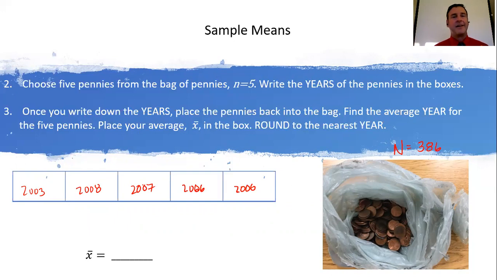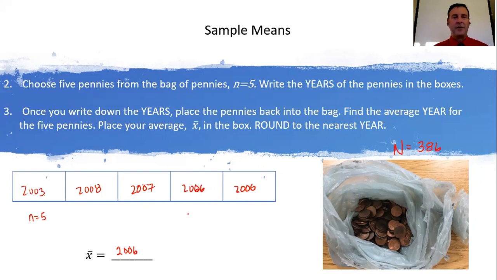Okay. Now, once you write down the years, you place the pennies back in the bag, and I'm going to find the average year for those 5 pennies, okay? And since my N was just a little N equals 5, my X bar, if you were to add these all up and then divide by 5, you would find that for this group, this particular X bar, you would get 2006, okay? Now, the students in the class all had different sets of numbers based off the pennies that they chose, and they had a different X bar, okay?